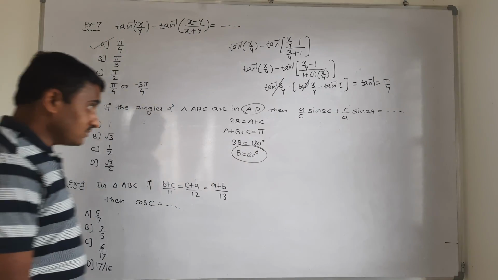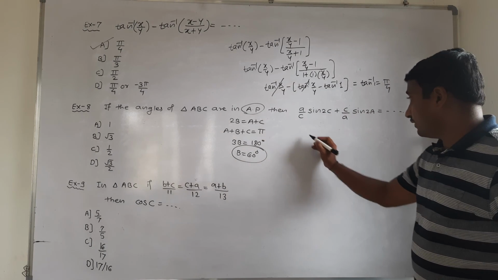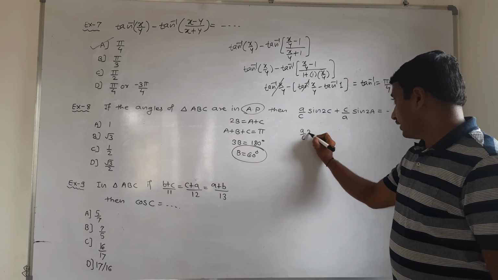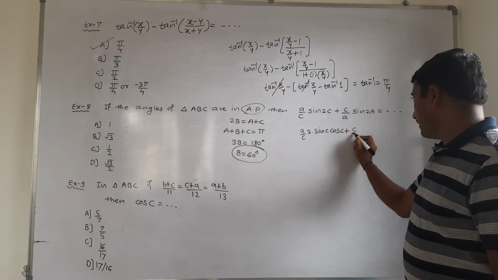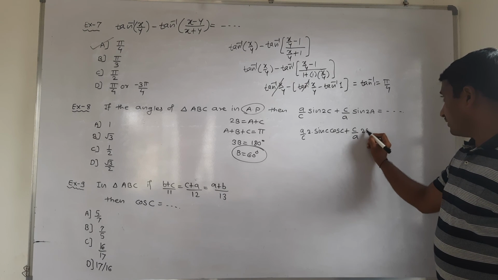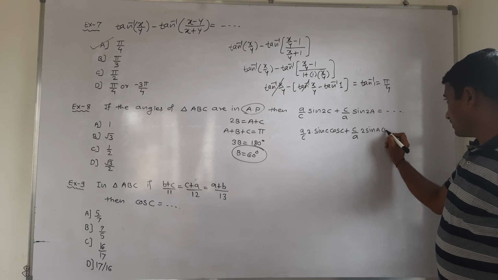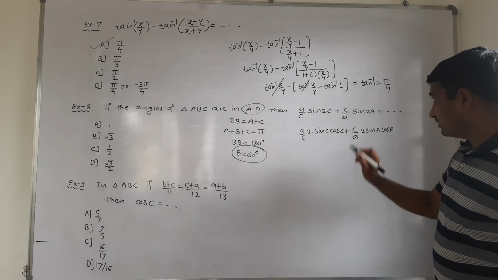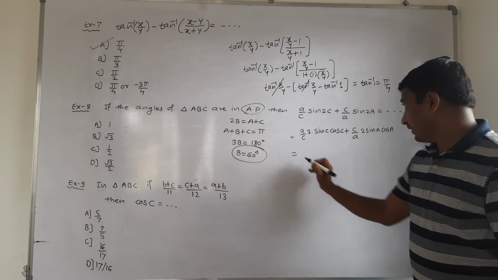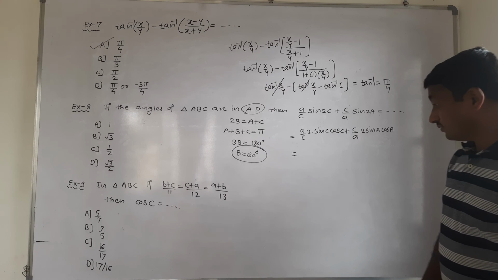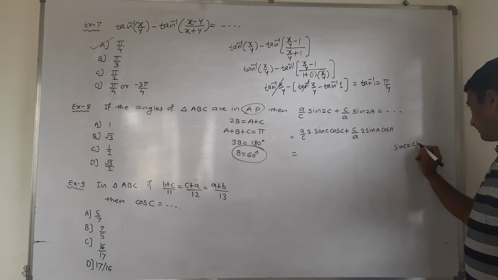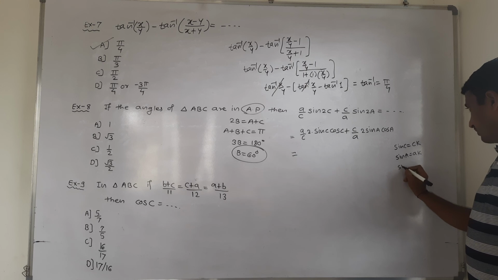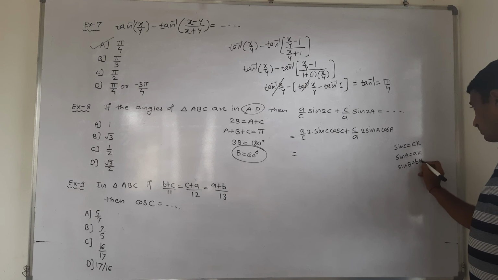Now, using the sin 2 theta formula, a by c times 2 sin c cos c plus c by a times 2 sin a cos a is equal to, this is the expression. Now I write the sine rule: sin c is equal to ck, sin a is equal to ak, and sin b is equal to bk. That is by using the sine rule.